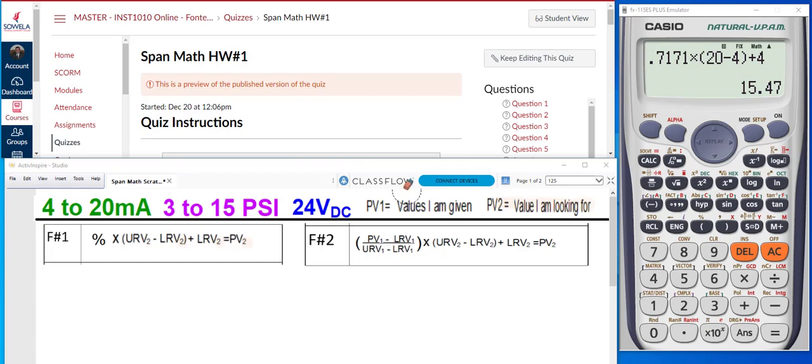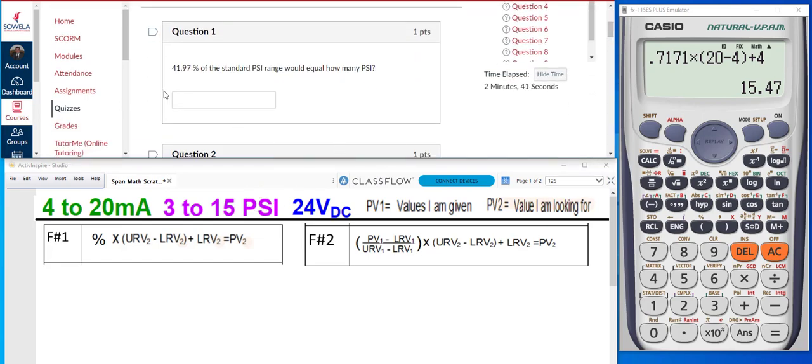In this video, I will be going over your Span Math Homework number 1 assignment. What we have right here is what you should be able to write on your scratch paper. When we actually take the test, I'm not going to provide you with any of this information. You'll have to know this information from memory.